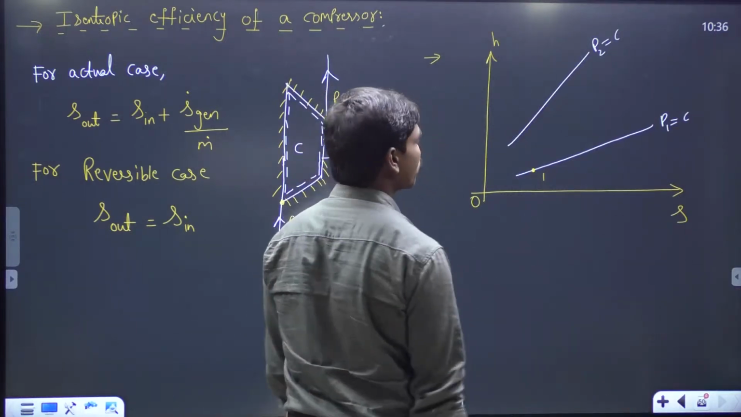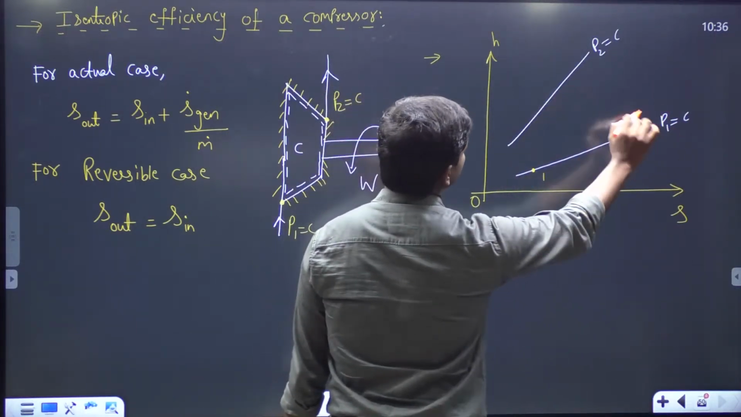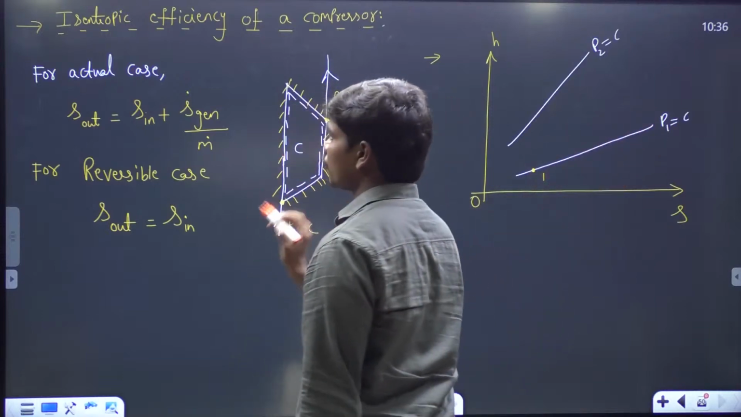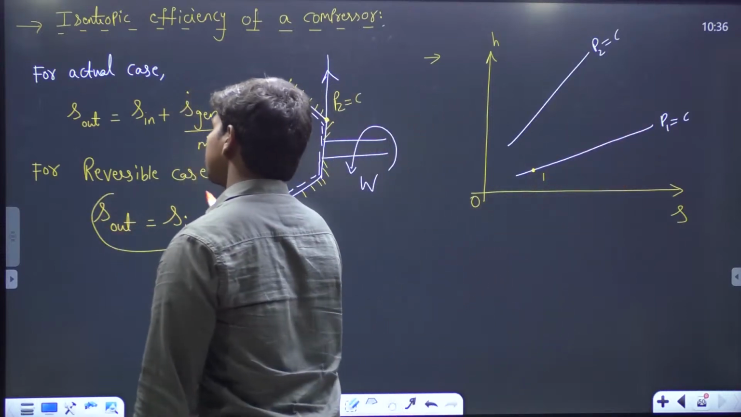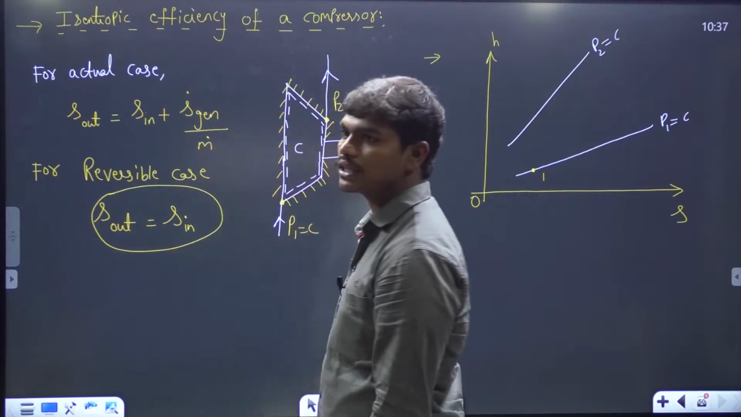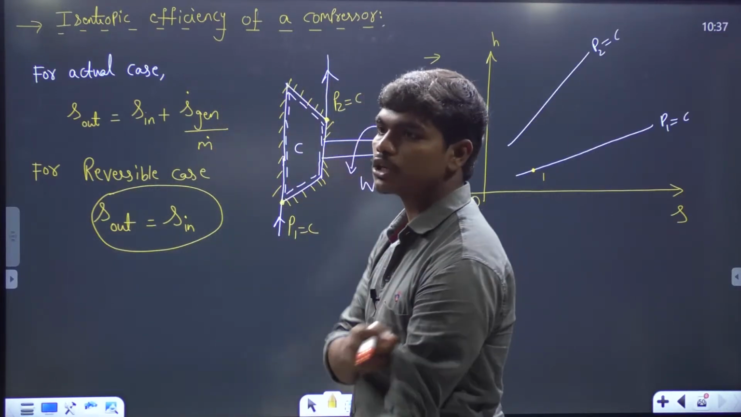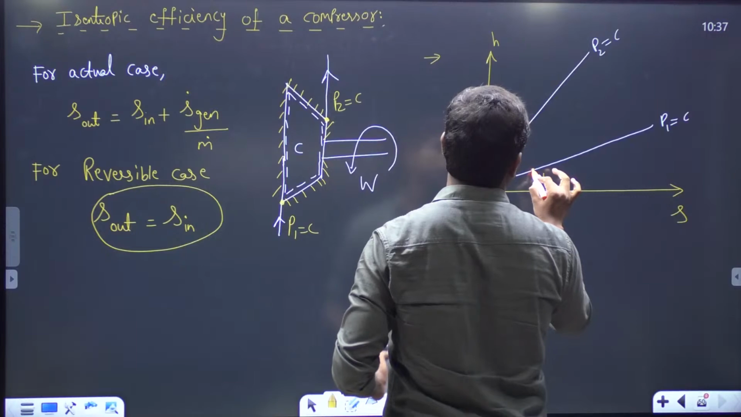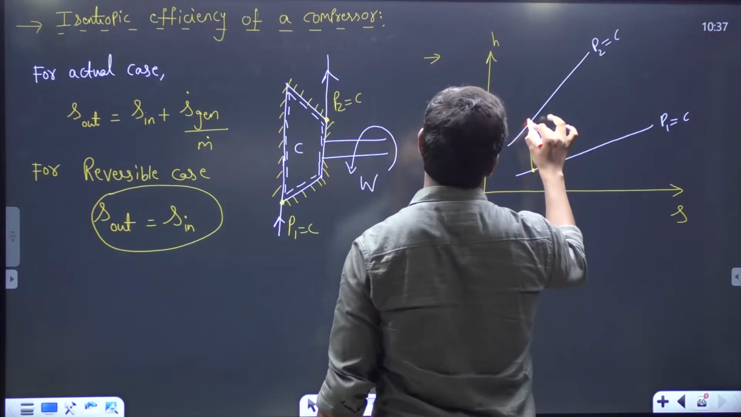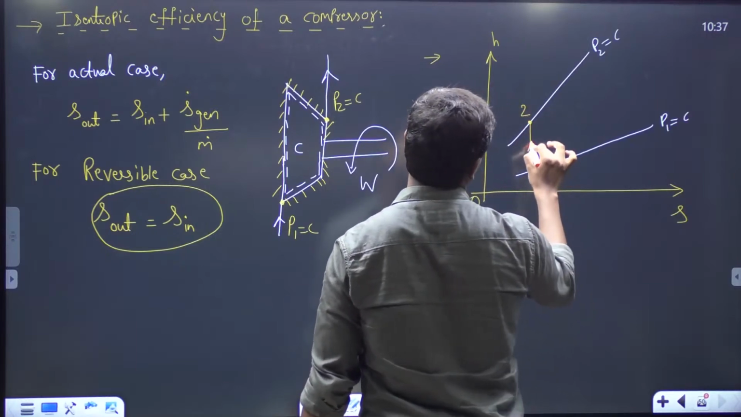Because this chart is not working. So see here, if P1 is equal to constant, and if you are compressing the fluid in a reversible case, then S outlet should be equal to S inlet. Means the compression that you are adopting is isentropic compression. So which means the compression should be carried out something like this, 1 to 2.